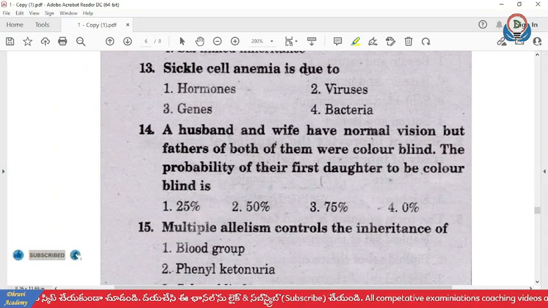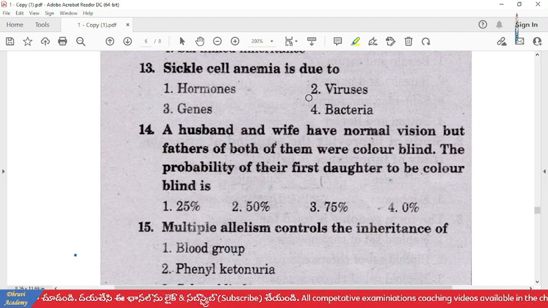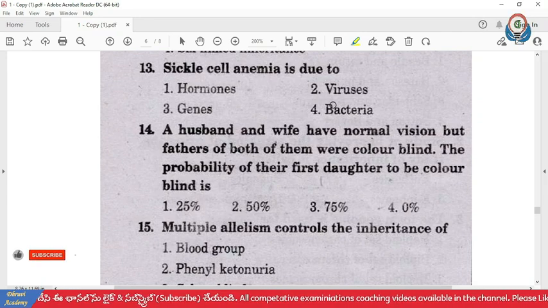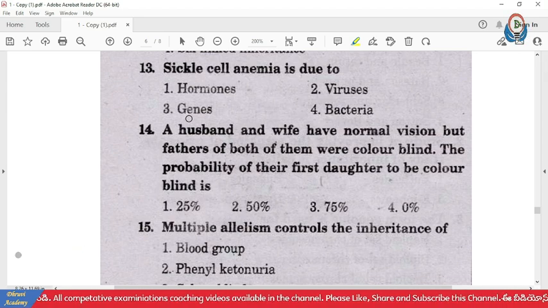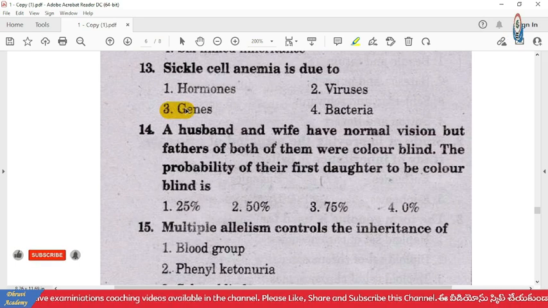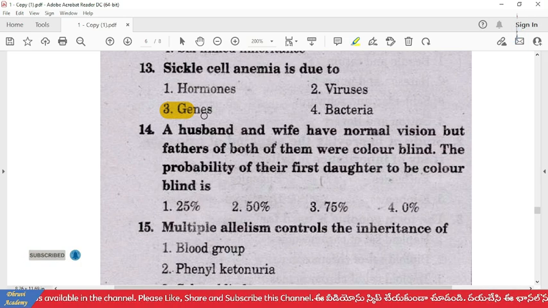Sickle cell anemia is due to, first one hormones, or second viruses, or third one genes, and fourth one bacteria, which is the correct answer? Sickle cell anemia is due to a change in the gene. Sickle cell anemia is because of a change in the gene. Answer is gene.